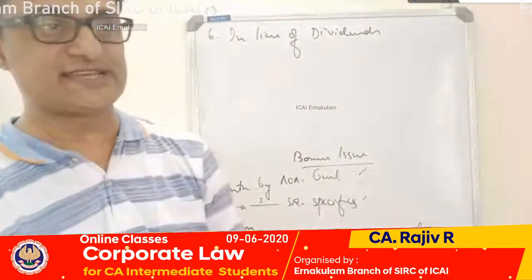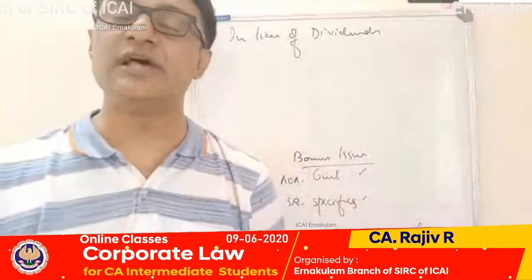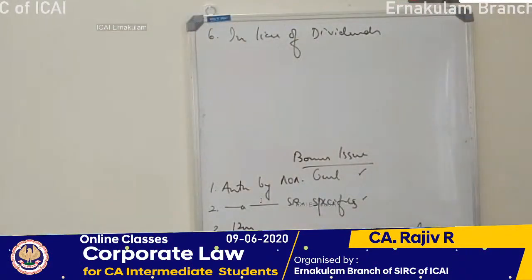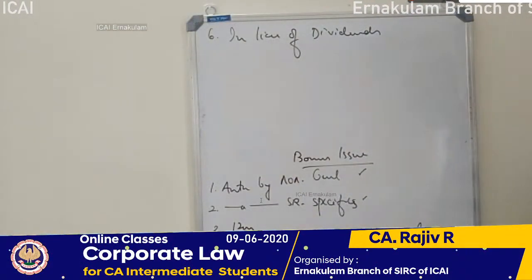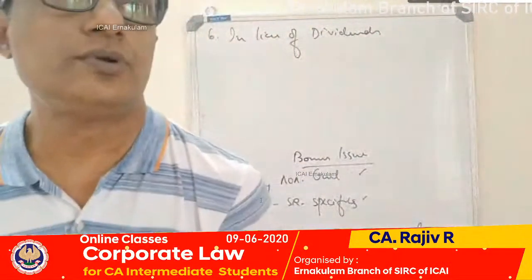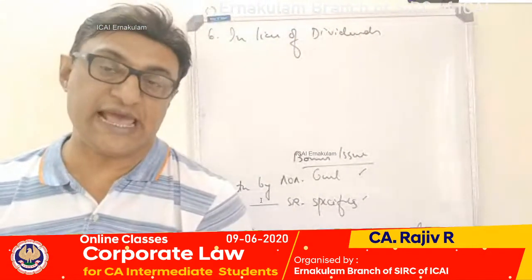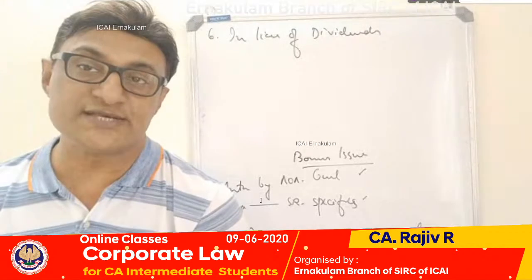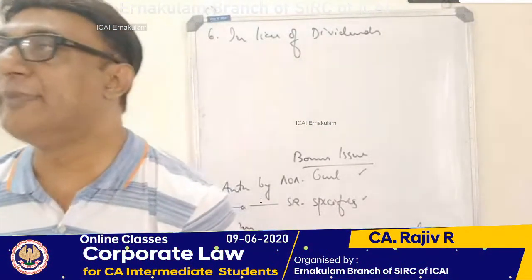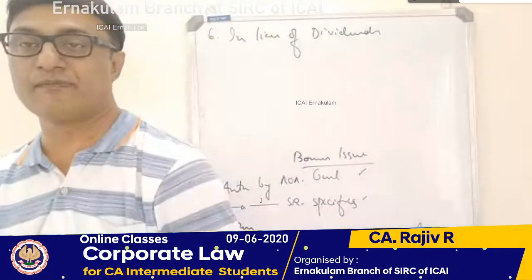Okay, so put down the sixth condition nevertheless. Condition number 6: no company shall make a bonus issue in lieu of dividends. In lieu of means, as I told you before, instead of. No company shall make a bonus issue in lieu of dividends.